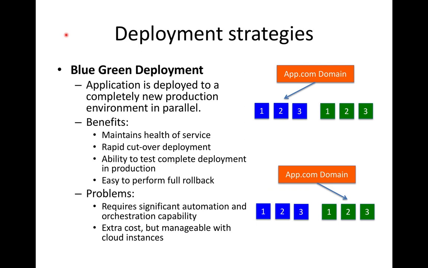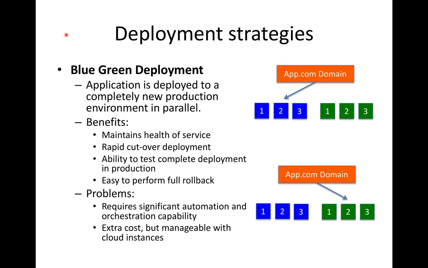A blue-green deployment strategy is another way of deploying our software to a distributed set of servers. And this is very different than the previous 2 strategies, which really leveraged this rolling update sort of process.